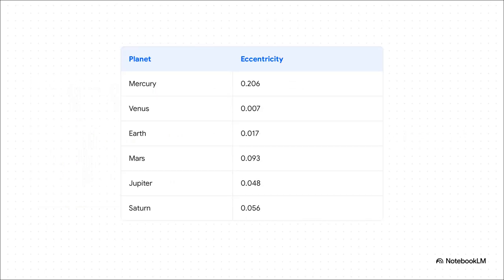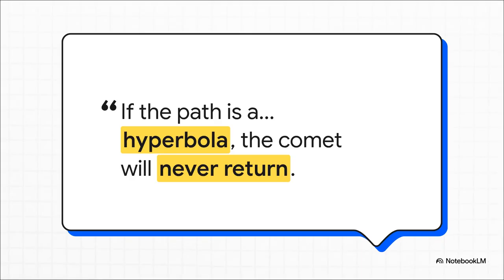This chart here gives you an idea of just how squashed or elliptical those orbits are. The number we use is called eccentricity. 0 would be a perfect circle. Now look at Earth, we're at 0.017. That's super close to being a circle, which is pretty stable. But then look at poor Mercury, way up at over 0.2. That means its distance from the sun changes a lot, which is why it has these massive temperature swings throughout its year.